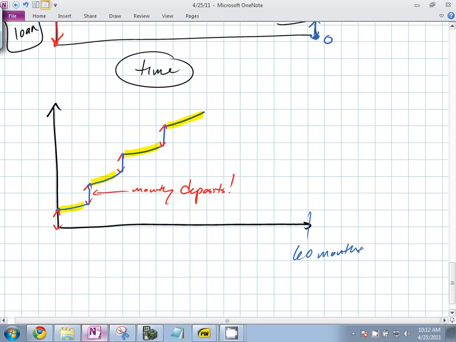How long is that first payment in there for? 60 months. How long is the next payment in there for? 59. The next one's in there for? So could you think of it as 60 different accounts that you add together? Yeah, you could think of it as 60 different accounts that you add together.